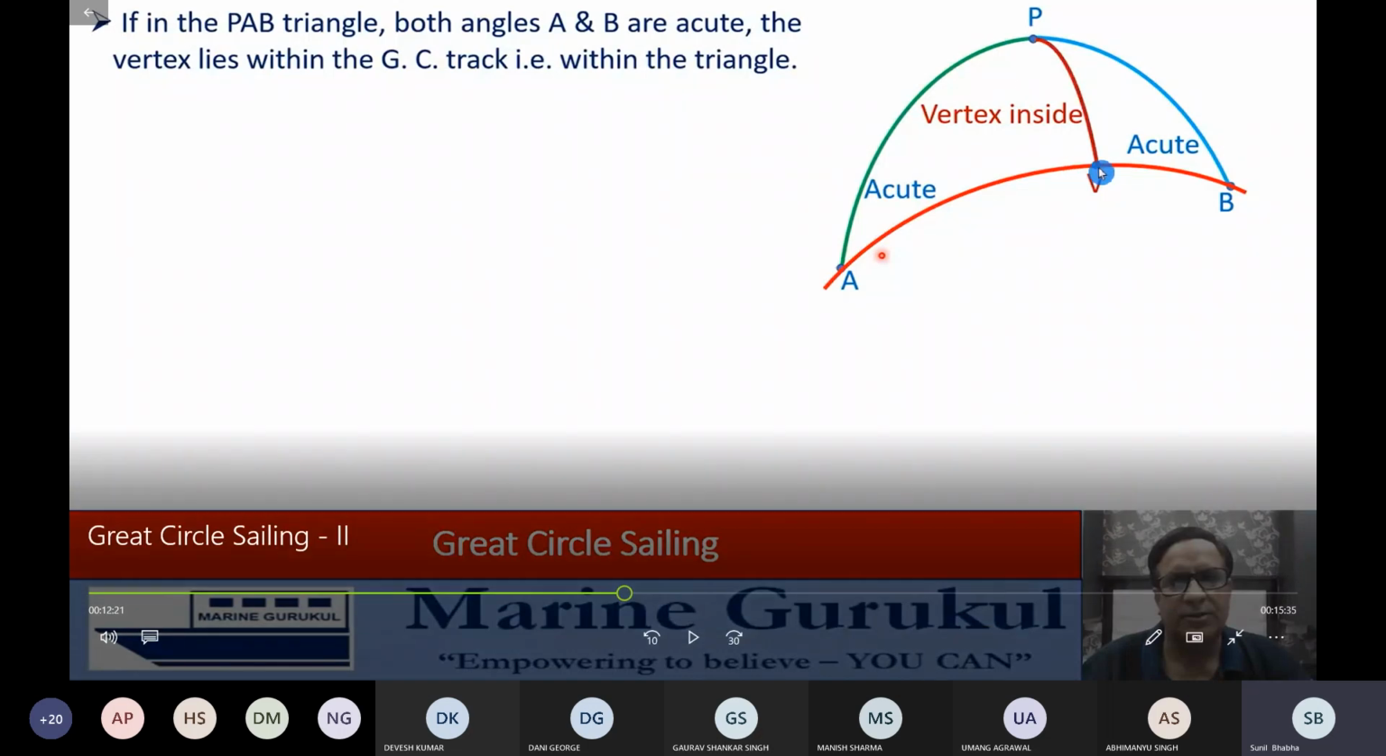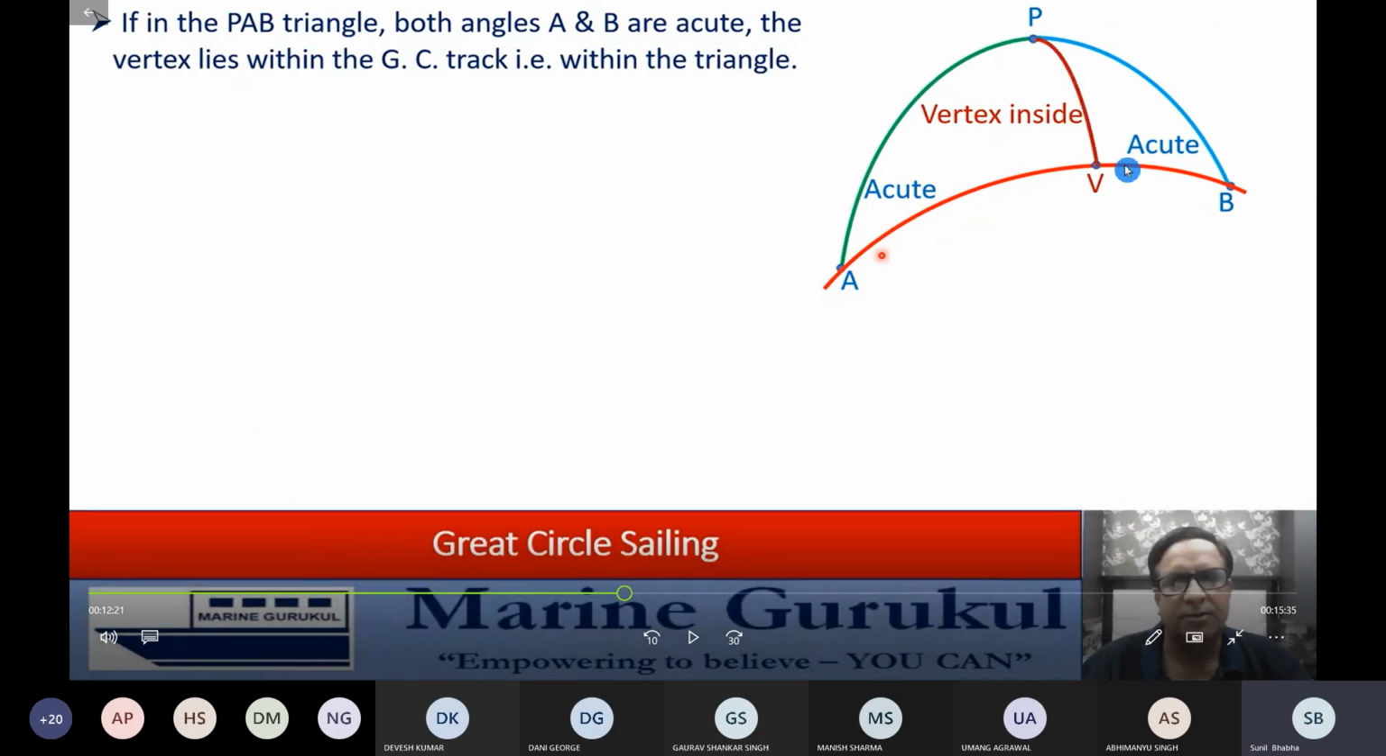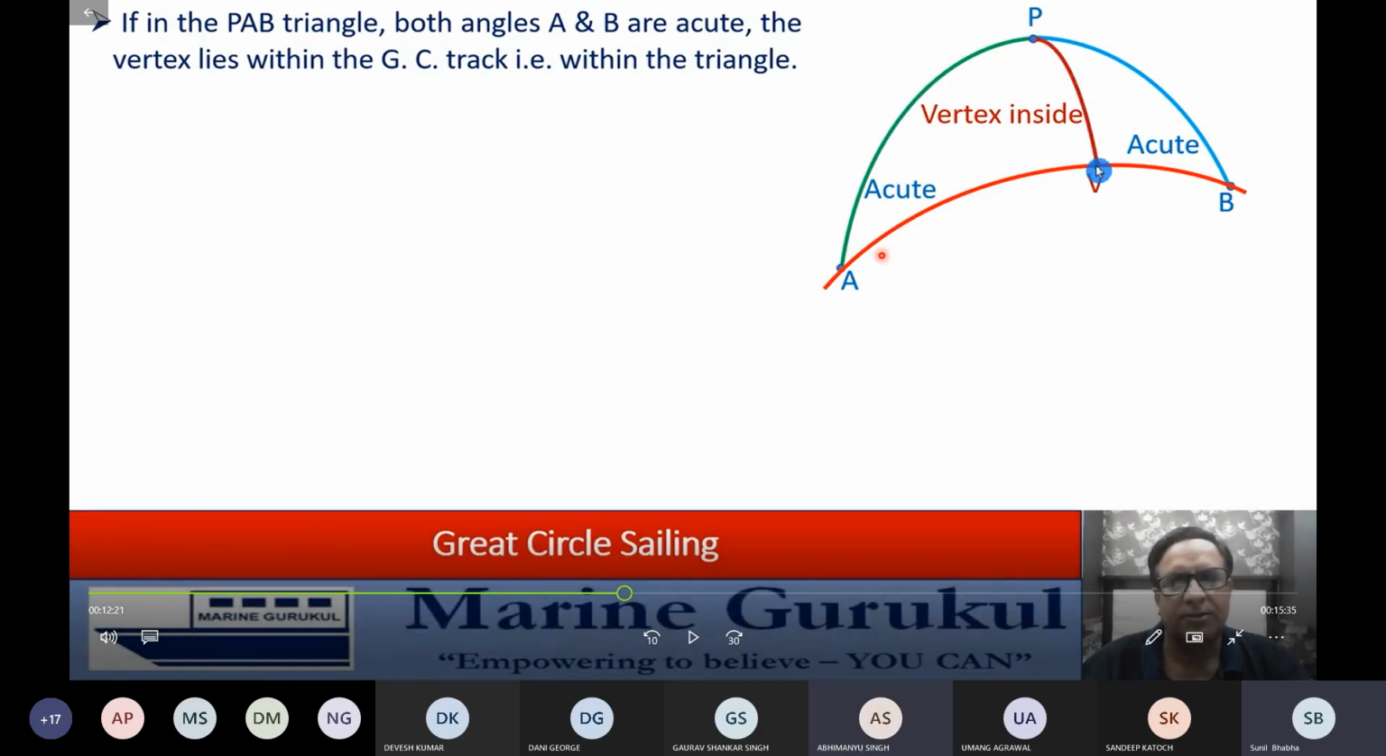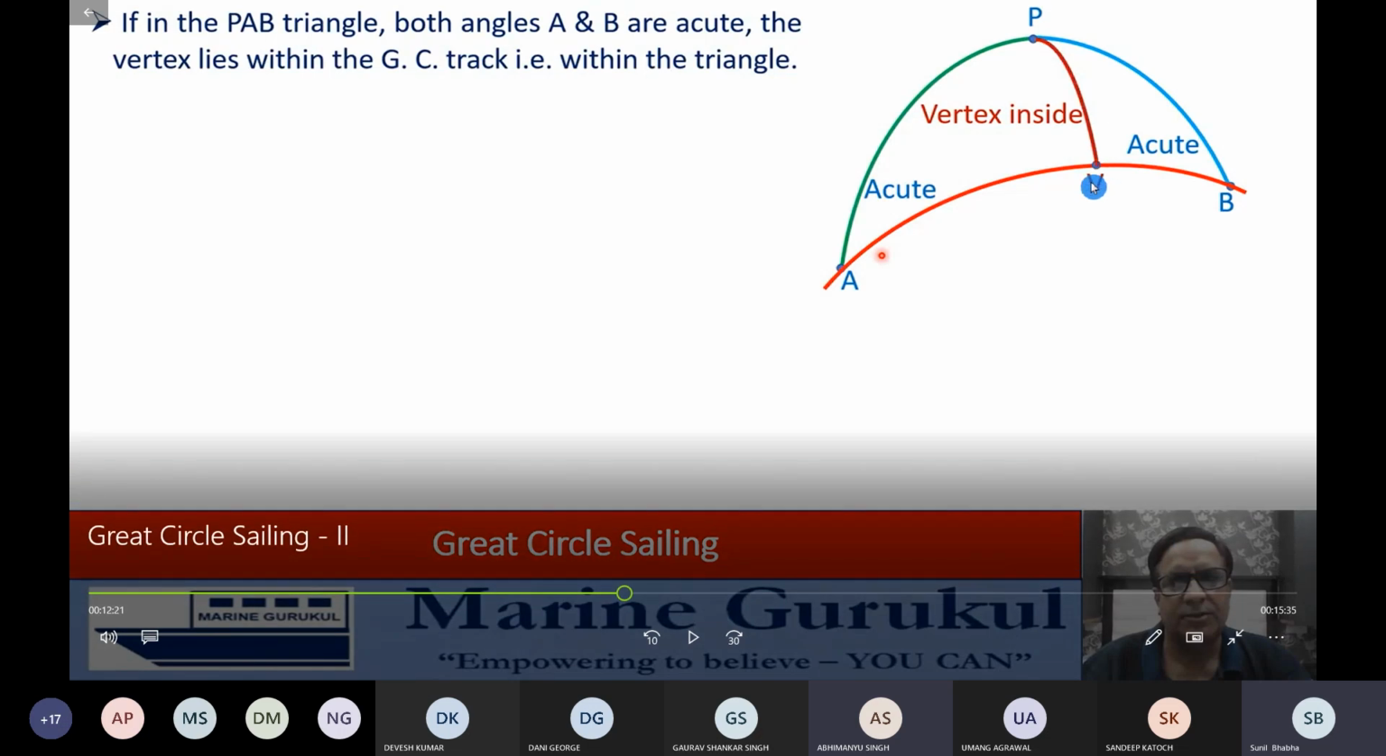Now, beta, what is the direction of the great circle track on the vertex? East or west? Very good. We know the direction of great circle track at the vertex is east-west. And can you tell me in this diagram, beta, what is this PV, Papa Victor line? Meridian. Very good. It is the meridian of the vertex.